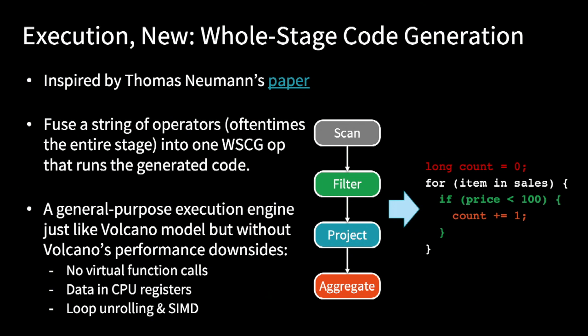This model is still a general purpose execution engine, just like the Volcano model, but without the Volcano model's performance downsides. The generated code, as shown on the right-hand side, is pretty much close to what's shown on the right side of this page. It is rid of the virtual function calls and thus enables a lot more optimization opportunities for the Java compiler, such as putting data in registers rather than on the stack, loop unrolling, or SIMD, etc.